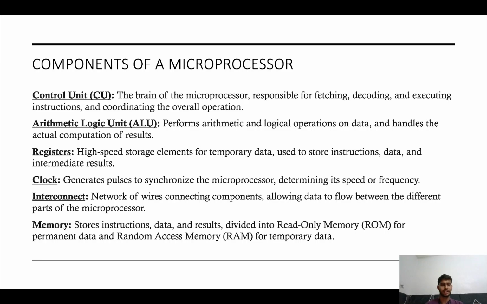Clock generates pulses to synchronize the microprocessor, determining its speed or frequency. Interconnect, network of wires interconnecting components, allowing data to flow between the different parts of the microprocessor. Memory stores instructions, data, and results, divided into read-only memory, that is ROM, for permanent data, and random access memory, that is RAM, for temporary data.